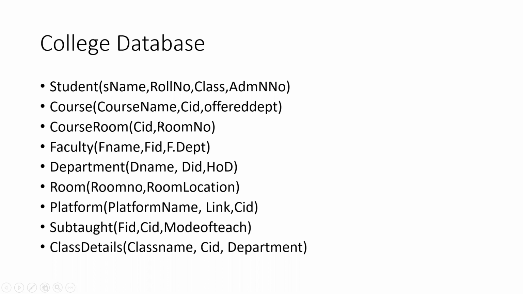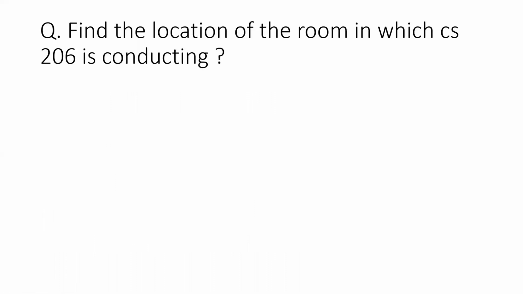We cannot use union because these two relations are not type compatible. Why? Course room contains CID and room contains the first attribute room number. Their domains are not the same. So these two relations, course room and room, are not type compatible. So the only way we have to combine these two relations is to use Cartesian product. Not the only way, it's one way.